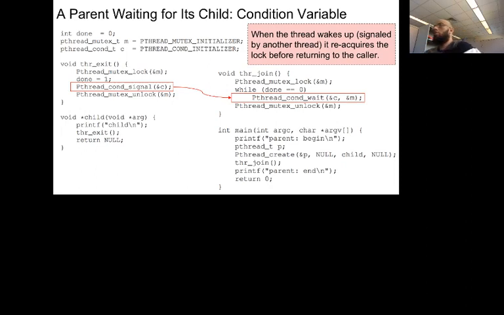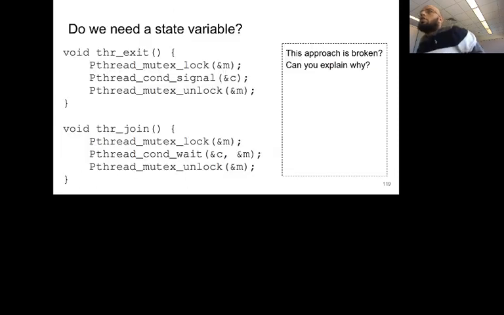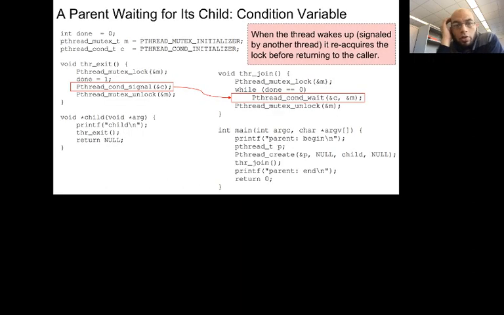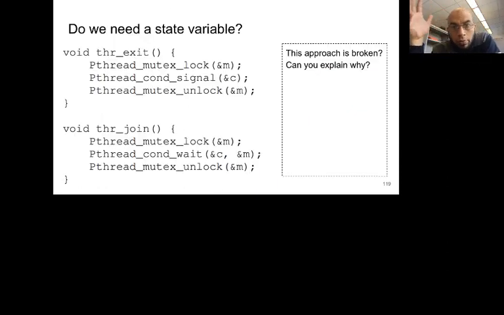So let us imagine a scenario where you try to implement this without having the done variable, which we have used. Basically, done equals 1 and done equals 0, the approach that we have used. Can we basically implement conditional variable just using these, or can we actually implement thread_exit and thread_join without using the conditional variable?